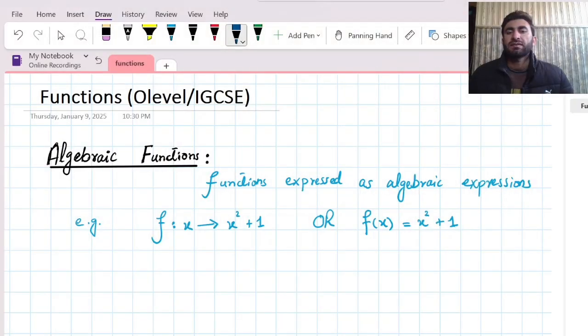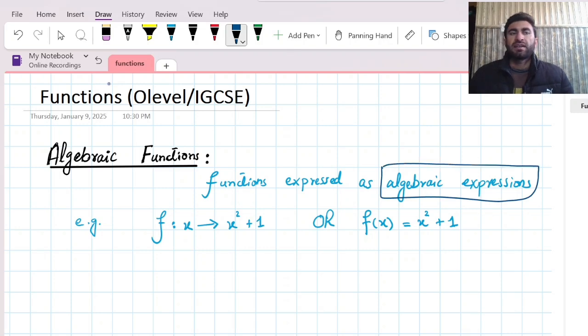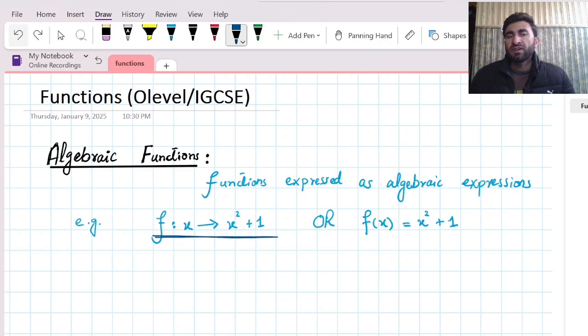Hello and welcome back. In this video, we are going to discuss the algebraic functions and operations on algebraic functions. So algebraic functions are the functions expressed in the form of algebraic expressions. Like we have taken an example of a function f in which x maps onto x square plus 1, or it can also be written as f of x equals x square plus 1. That is the same function written in two notations.